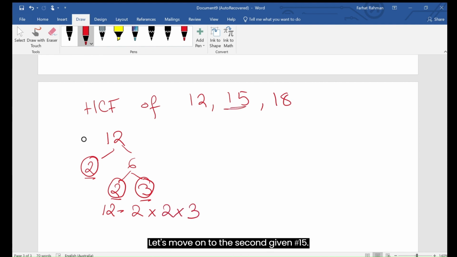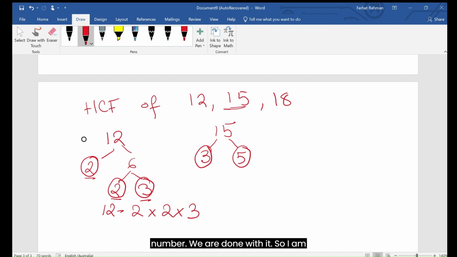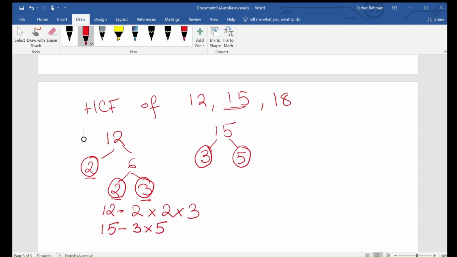Let's move on to the second given number, 15. We have got 3 times 5 is 15. 3 is a prime number, 5 is a prime number. We are done with it. So I'm going to list the prime factors of 15 in a product form, 3 times 5.